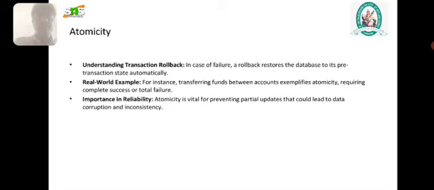Suppose a real world example of atomicity: we can easily transfer money from one account to another account. If the transaction fails, we can easily get the money back to the bank account. It is a best real world example. Next is the importance in reliability. Atomicity is vital for preventing partial updates that could lead to data corruption and inconsistency.